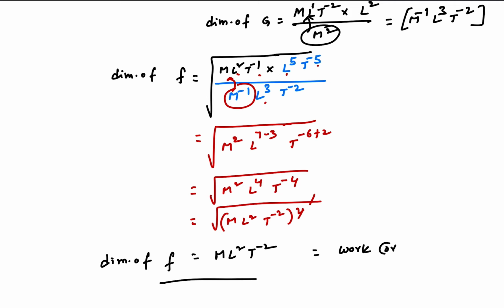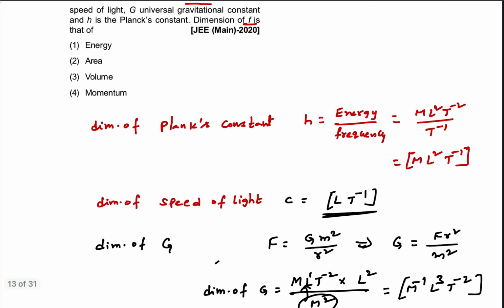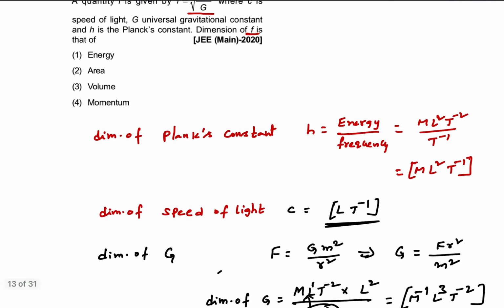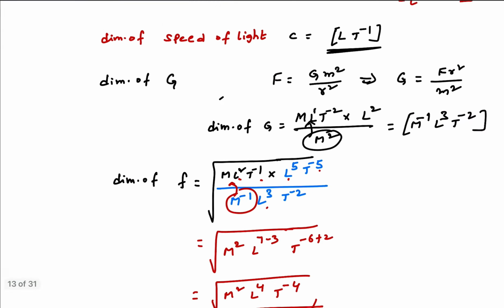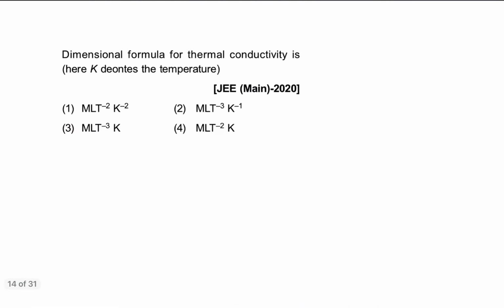So according to this, we can say that this is work or energy. If torque is there, or torque also. Okay, you see options. Energy is there in the first option only, you can take the first option. It is not the area, it is not the volume, it is not the momentum. Area dimension is L square, volume dimension is L cube, momentum dimension is kg meter per second, so you can write m L T power minus 1. These are the dimension formulas.